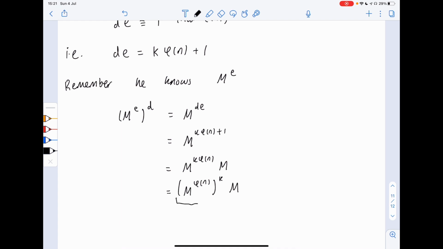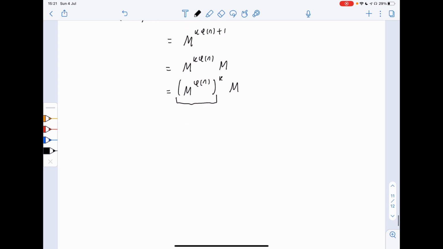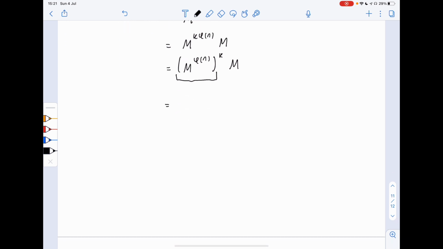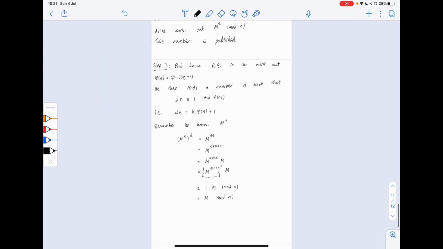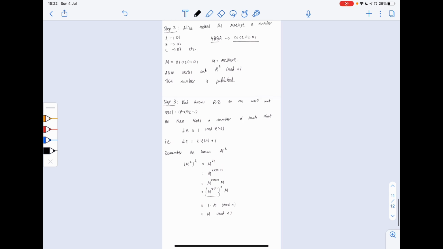But the Fermat-Euler theorem, which I briefly mentioned earlier, tells us that this thing is congruent to 1 mod N. So this whole thing is congruent to 1 times by M mod N, i.e. it's congruent to M mod N. So what this slightly tricky bit of algebra tells us is that Bob can work out what M is. And this is exactly what Bob wants to know, right? Bob wants to know the message.